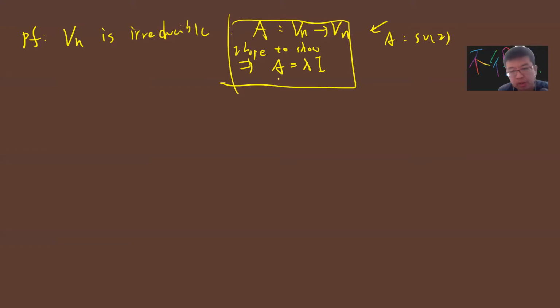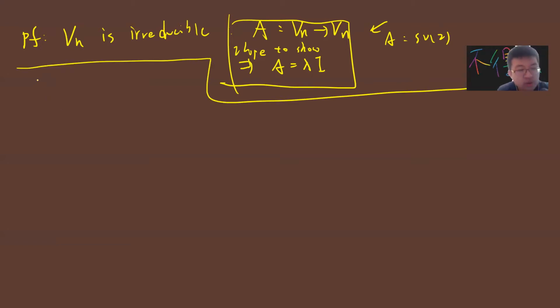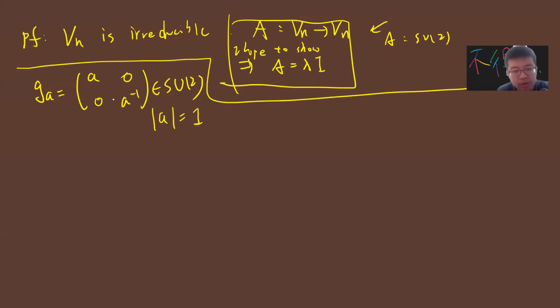Let's consider a simple element g_a, which is diag(a, a inverse), which is in SU2, because it's unitary, a has modulus 1, and the determinant is 1.